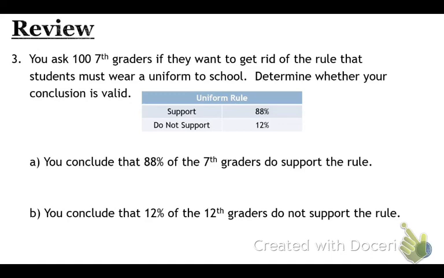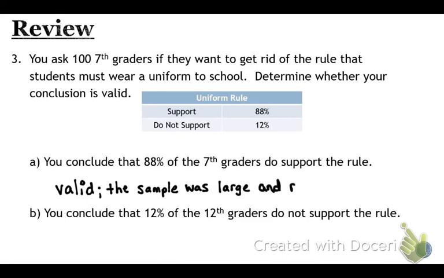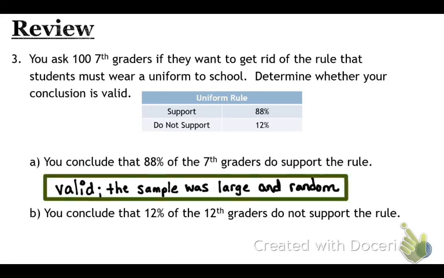So we are going to try to figure out from this data right here whether or not our conclusion is valid. So looking at problem A, you conclude that 88% of the 7th graders do support this new rule of getting rid of the uniforms. Do you think that's a valid statement or an invalid statement? Valid. It is valid, okay? So remember, there's 2 things that we want to make sure we do whenever we have a valid statement. We want to make sure that it is large and random, okay? They asked 100 people here. That's a large sample, all right? And they did it randomly, so the sample was large and random, which means that this is a valid and good conclusion.